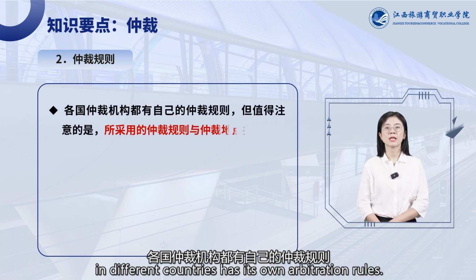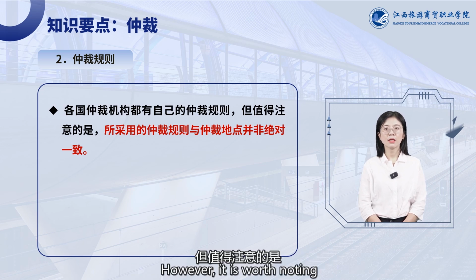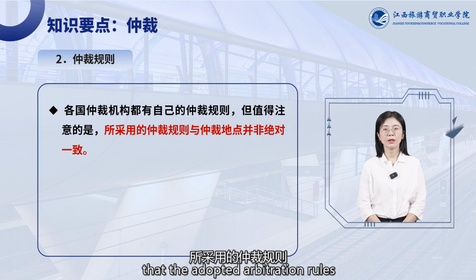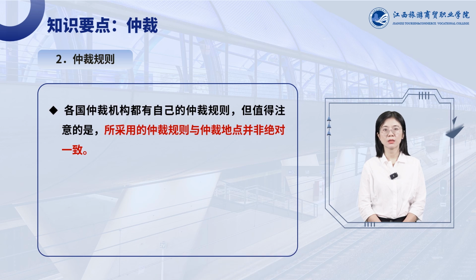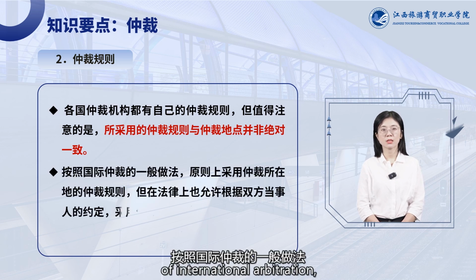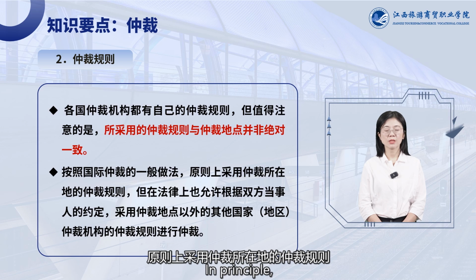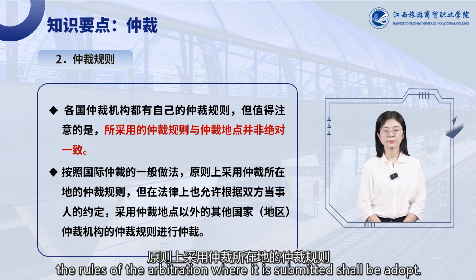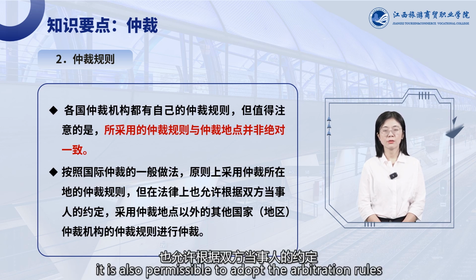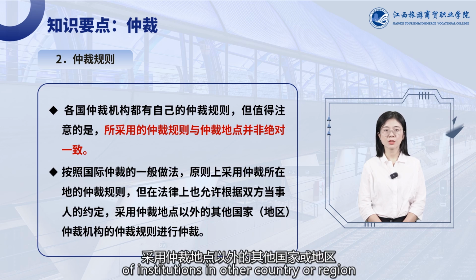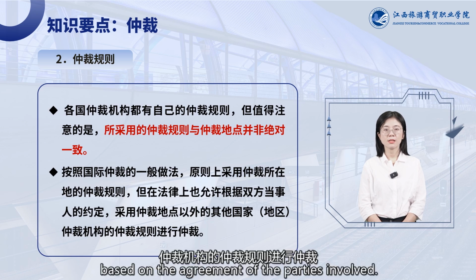Arbitration institutions in different countries have their own arbitration rules. However, it is worth noting that the adopted arbitration rules are not absolutely aligned with the rules of the arbitration venue. According to the general practice of international arbitration, in principle, the rules of the arbitration institution where it is submitted should be adopted. However, legally, it is also permissible to adopt the arbitration rules of institutions in other countries or regions, based on the agreement of the parties involved.